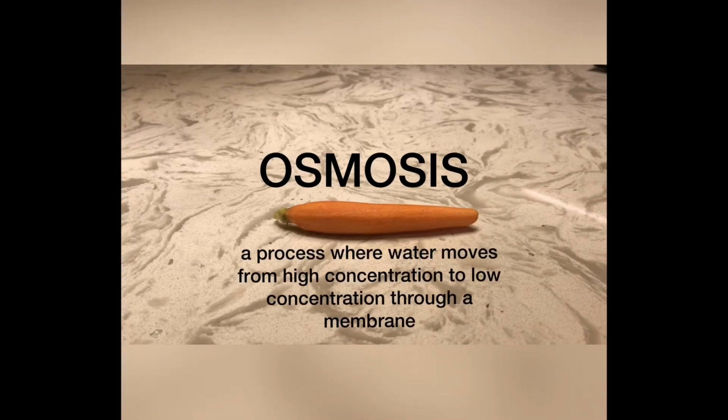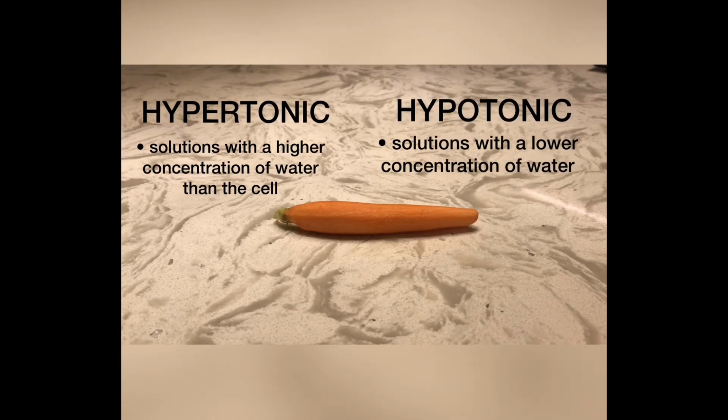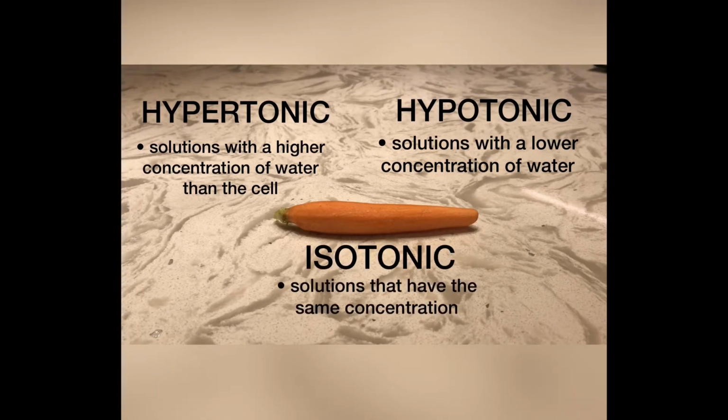Osmosis is a process where water moves from high concentration to low concentration through a membrane. Solutions with a higher concentration of water than the cell are hypertonic, while solutions with a lower concentration of water are hypotonic. Solutions that have the same concentration are isotonic.